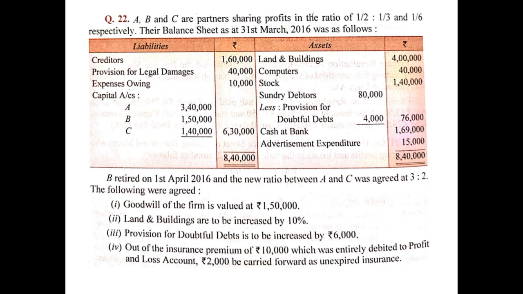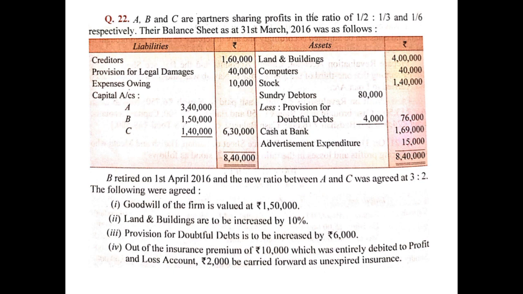Then third point, provision for doubtful debts is to be increased by 6,000. So it is an increase in doubtful debts provision. It will be shown on the debit side of revaluation account as to provision for doubtful debts 6,000. And when you will be making the new balance sheet, there you will be deducting the provision as 10,000, that is 4,000 from before plus 6,000.